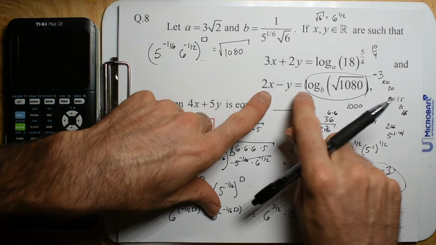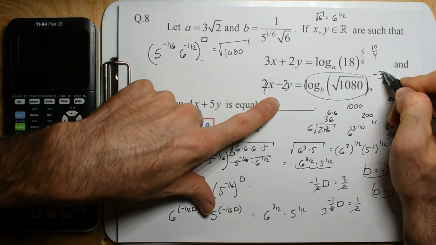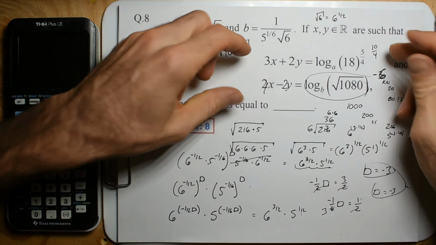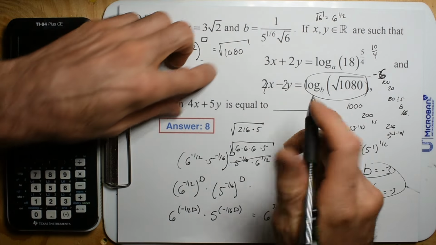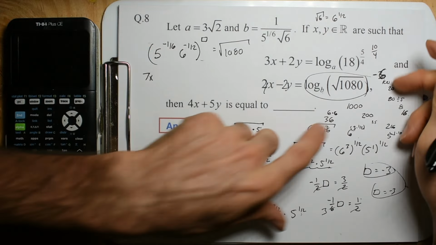So what we're going to do is multiply this by 2. So we're going to have 4, a 2 there, and then a 6 here. Because now we can just add them. This is a negative 2y, this is a positive 2y. So if we add them, we get 7x. Cool. And then we add these.